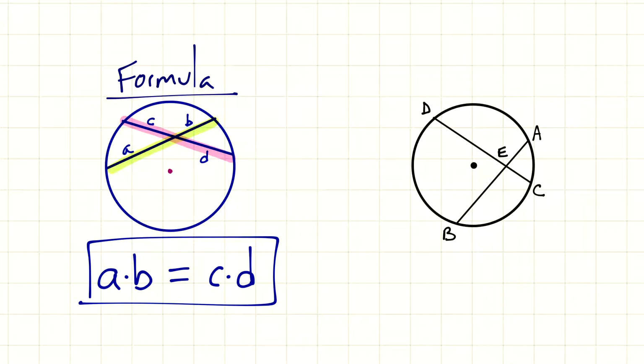So in this case, I've labeled them each parts. This one chord has parts A and B, and if I multiply those, A times B, that should equal the other chord, C times D, because they're on the same line. So A, B, C, D. Just remember them in that order. A, B is on the same line, C, D is on the same line.